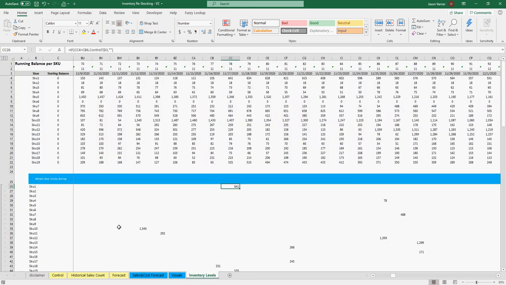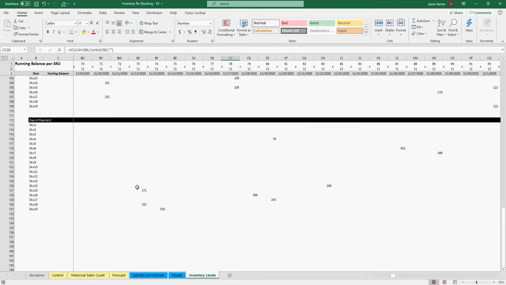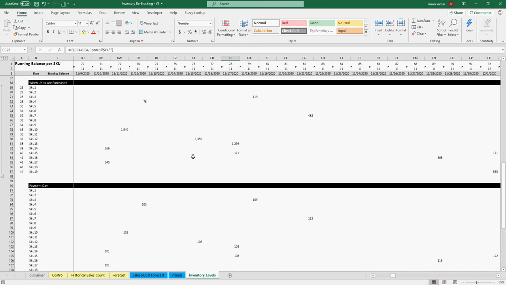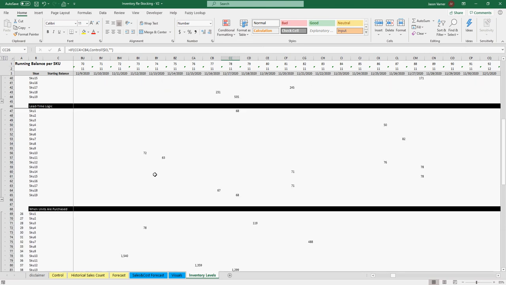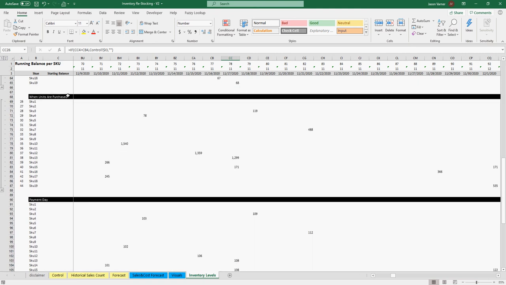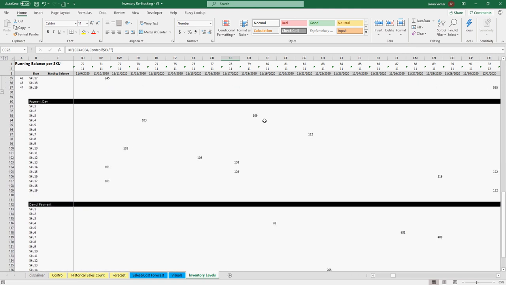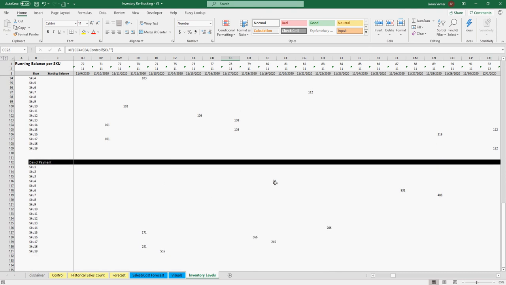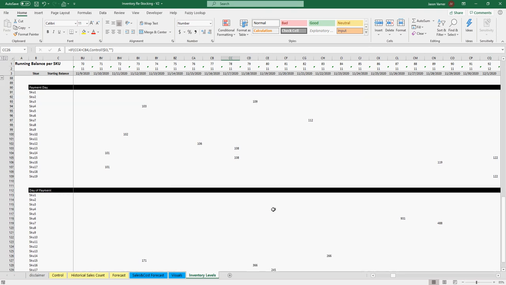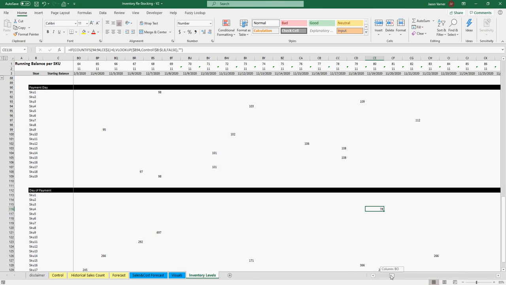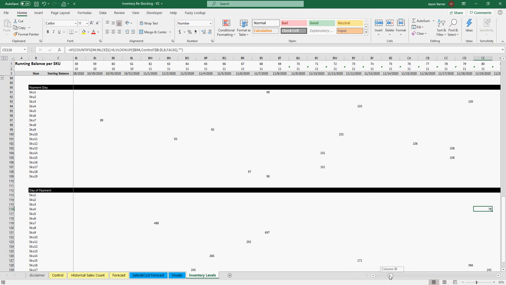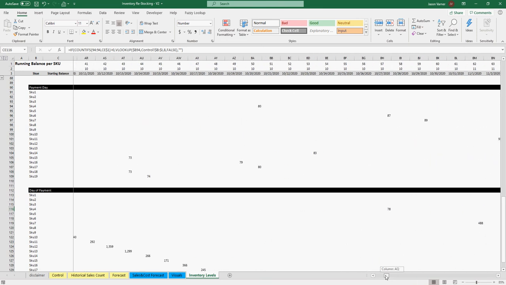I had to add a couple more matrices down here. I think it used to end at this one, when units are purchased. Now I had to add the payment day and then the day of payment telling me how much it's actually getting paid for. So you can see 78 is here for SKU 4, and the purchase day is going to be based on all the logic.